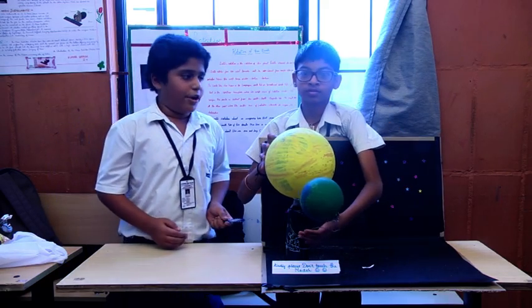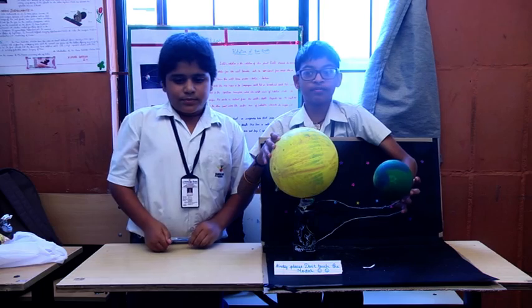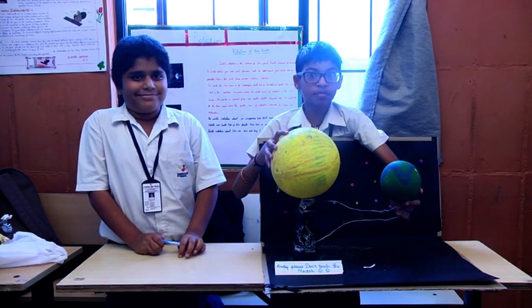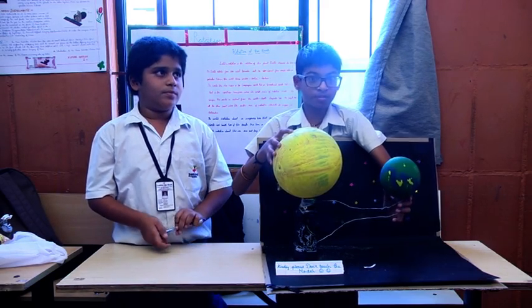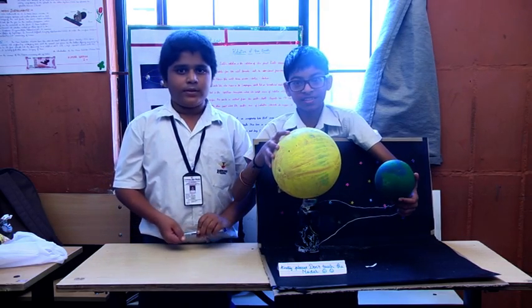Now my friend is going to talk about rotation. Earth rotates on its own axis from west to east, from northern pole to southern pole, counterclockwise. Thank you.